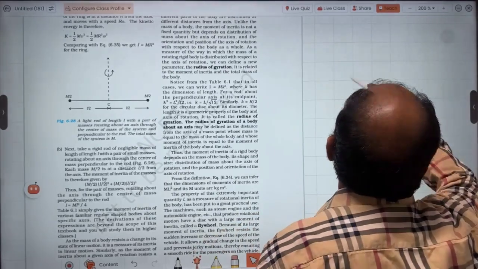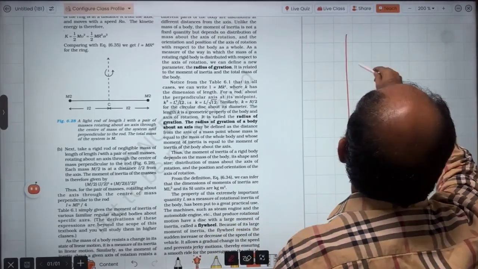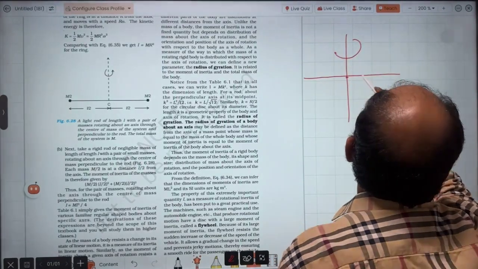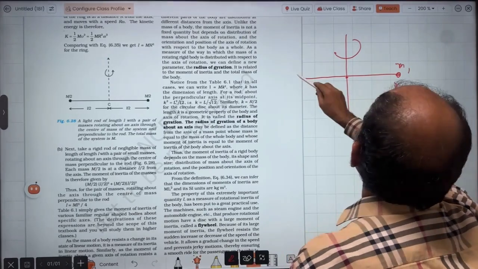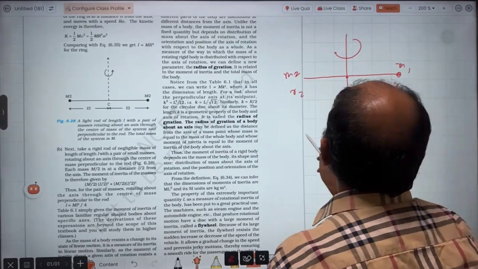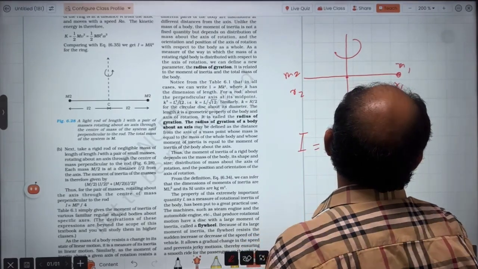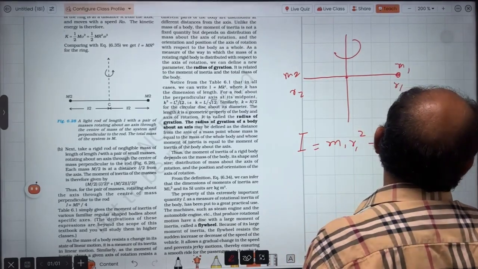Once again, I can tell you, this is the axis of rotation, and here there are two masses. One mass is here, say m1 at distance r1. Another mass is here at distance r2. So in this case, the moment of inertia you will write as m1 r1 square plus m2 r2 square.